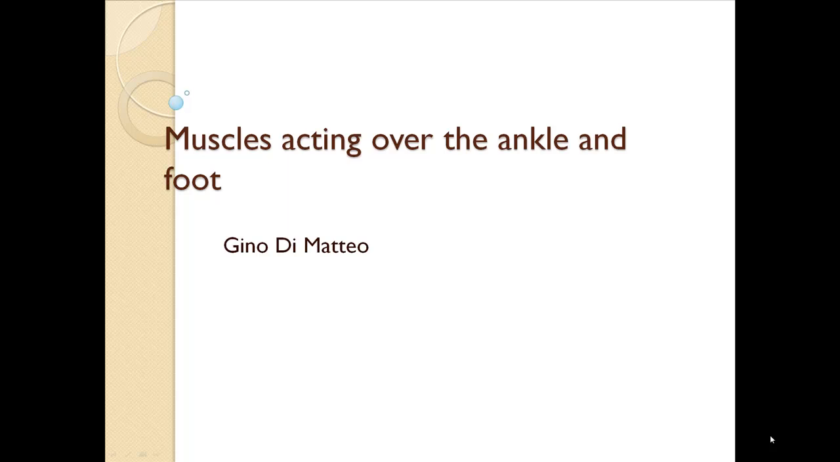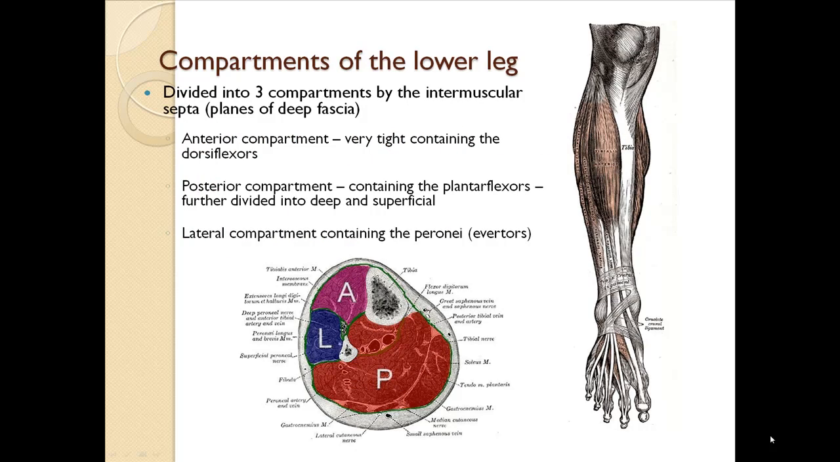Okay, moving down to the muscles acting over the ankle and the foot. When we look at the lower leg, it is divided up into three compartments, very much like the thigh is. This is done by the deep fascia. Here on this cross section of the leg, we can see this green line coming all the way around the muscles.